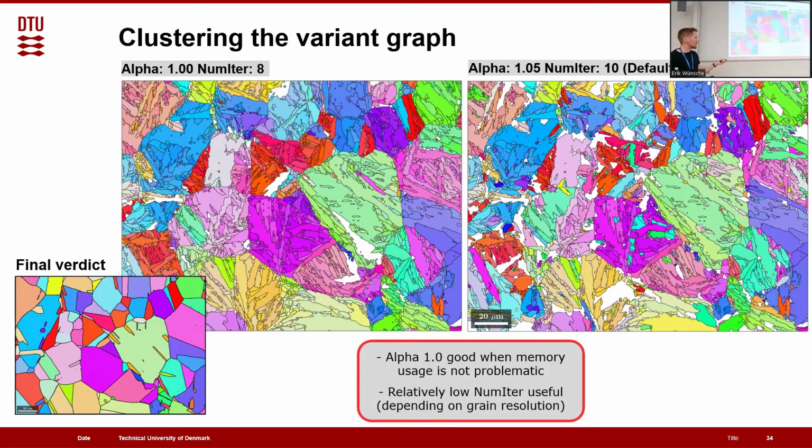So alpha 1 is actually quite good because we don't throw away any information, but of course you will also use more memory. So if memory usage is not a problem, this is quite recommended, I would say. And a relatively low number of iterations is useful, but it really depends on how refined is the interior of your parent grains, of how far you want to explore the neighborhood in your microstructure. So here, this really depends on your data set.